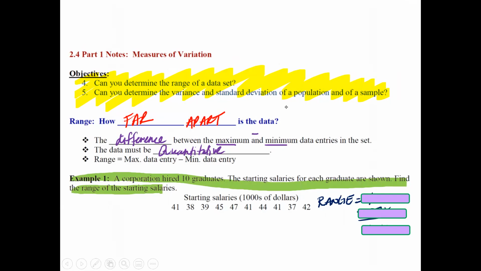So for example, a corporation hired 10 different graduates. Their starting salaries for each graduate are as follows: 41,000, 38,000, all the way over here to 42,000. So to find the range of the salary, as in what is the difference between the biggest number and the smallest number, you look at the highest salary, which in this case I believe is 47,000, and the lowest salary, which is 38 or 37,000. So if I subtract the two, the difference is going to give me a $10,000 difference.